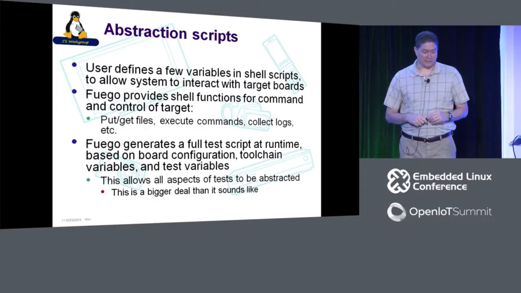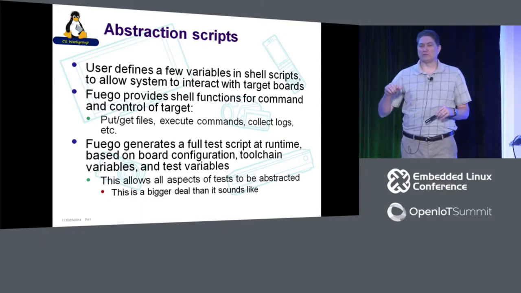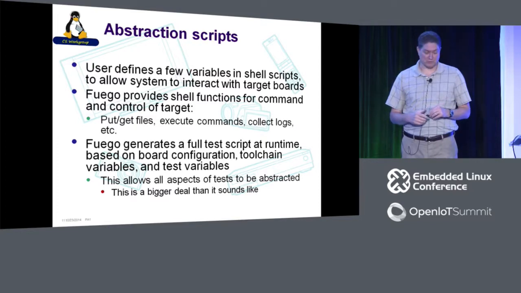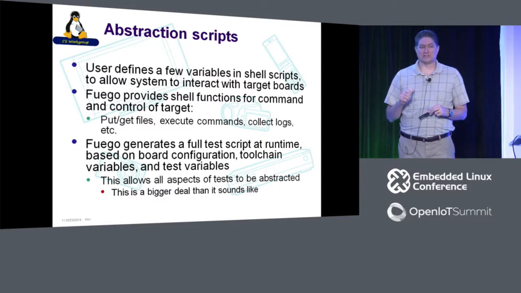It's abstracted away. Fuego takes all that information and generates a custom script that it runs at test time, and then lets that script do what it needs to run the test programs on the target. There's one other aspect of this, which is the actual test variables themselves.